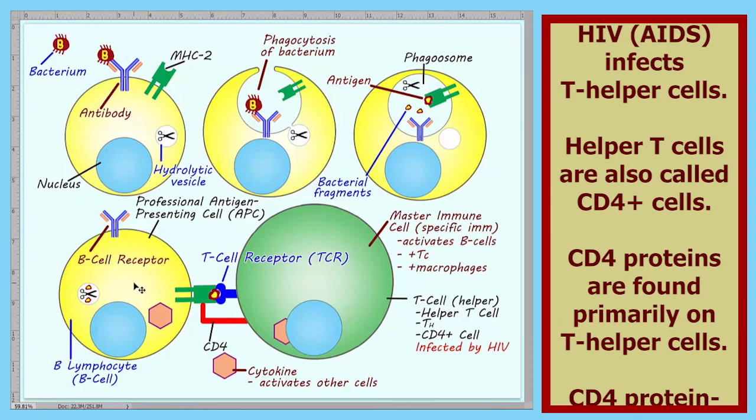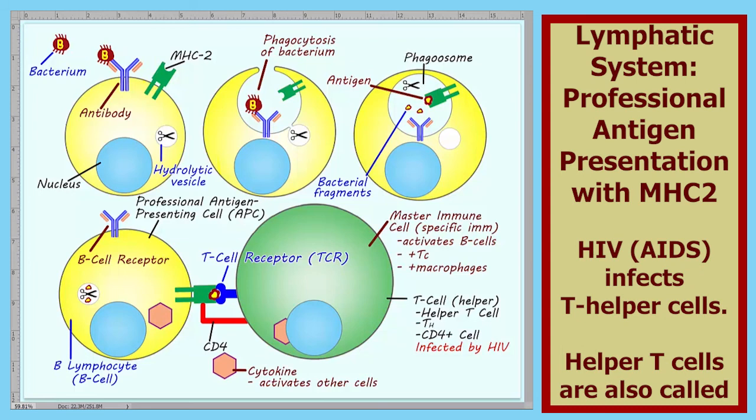In the next lecture, we'll see how the B cell is activated to perform its primary function. So that concludes this lecture on professional antigen presentation using the MHC2 molecule. I hope that you've learned a lot.